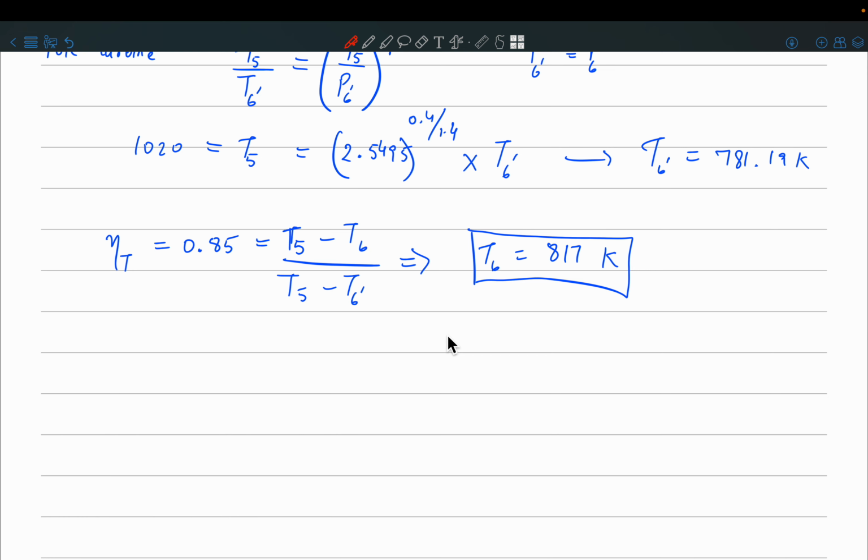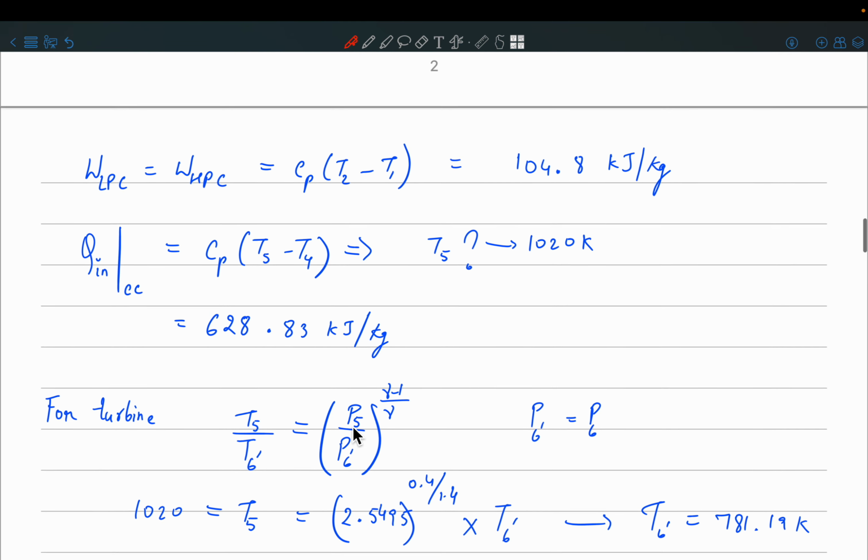Okay, so then the next thing we need to find is basically the work ratio and the efficiency, right? So how do we find the work ratio? Work ratio, WR, is defined as the net work in the cycle divided by the work done by the turbine. Okay, so to find the net work, we need to find the work done by the turbine minus the work done by the compressor, and that divided by work done by the turbine.